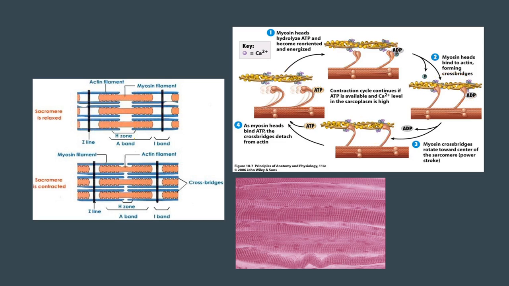They actually get closer to each other. So I don't know if you can see here, but this Z-line wall gets closer to this Z-line wall. Each sarcomere contracts. And since the muscle is made up of sarcomeres, the whole muscle contracts. And that's how it works.